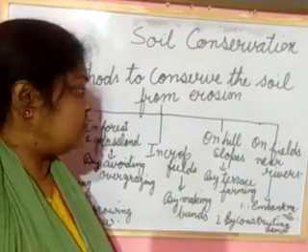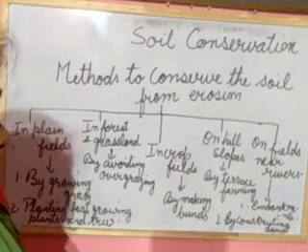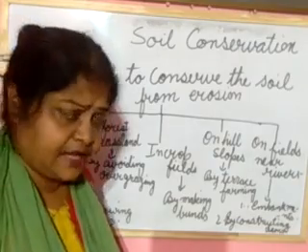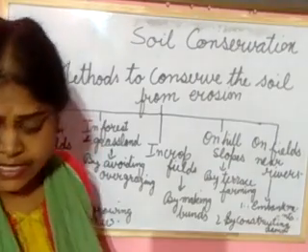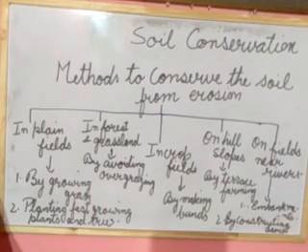Understood? Next one, the field near a river. Near the river field, what are we doing? We are constructing a dam there, or we are making an embankment. Embankments and dams check soil erosion.